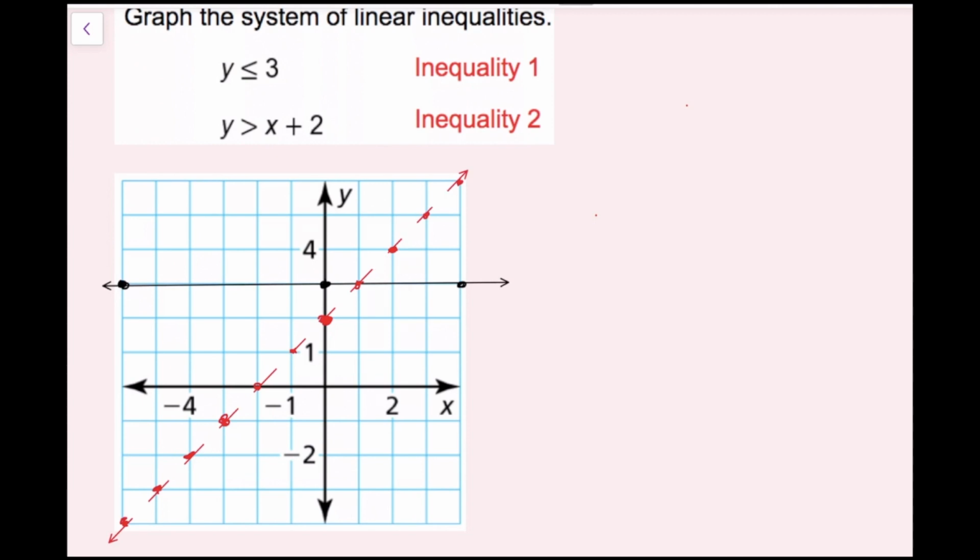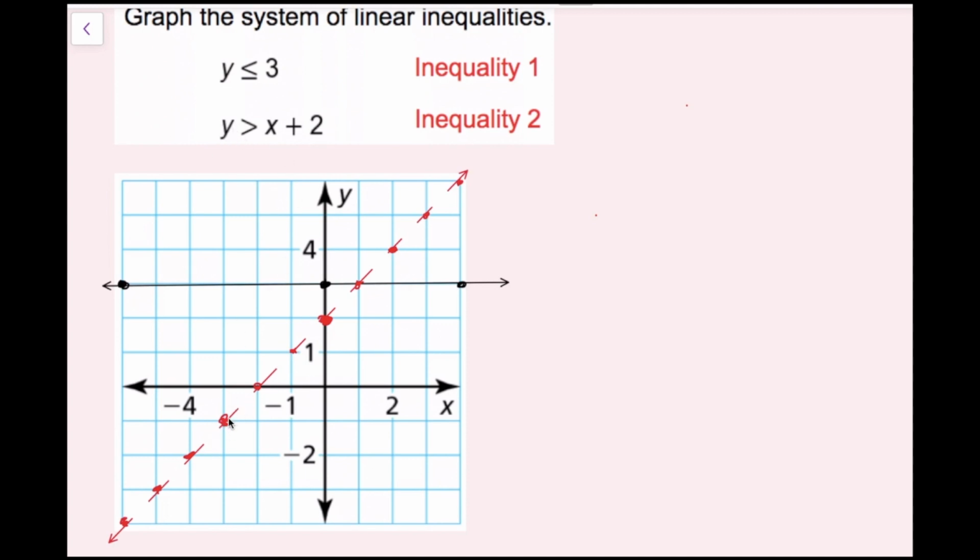Now I want to figure out which section of these intersecting planes I want to fill in. I need my solution set to be less than or equal to 3. Here's my 3 line, and I need it to be below this line, so that's below the black line, down here. I also need it to be above our red line right here. Remember, when I say above, I mean vertical.